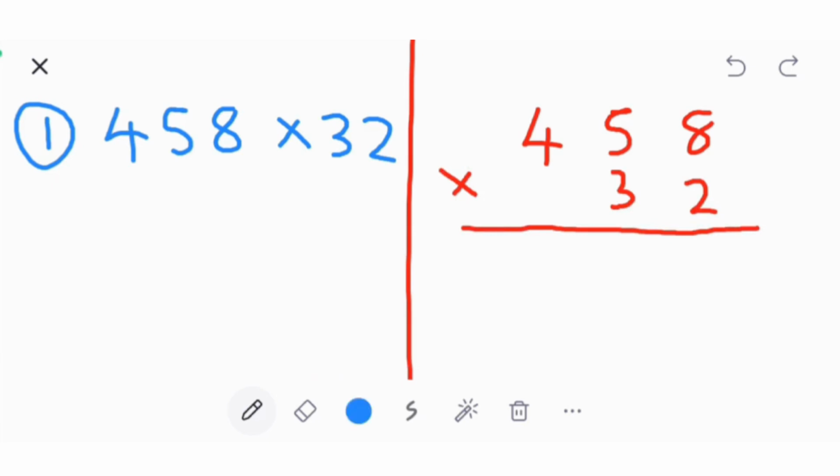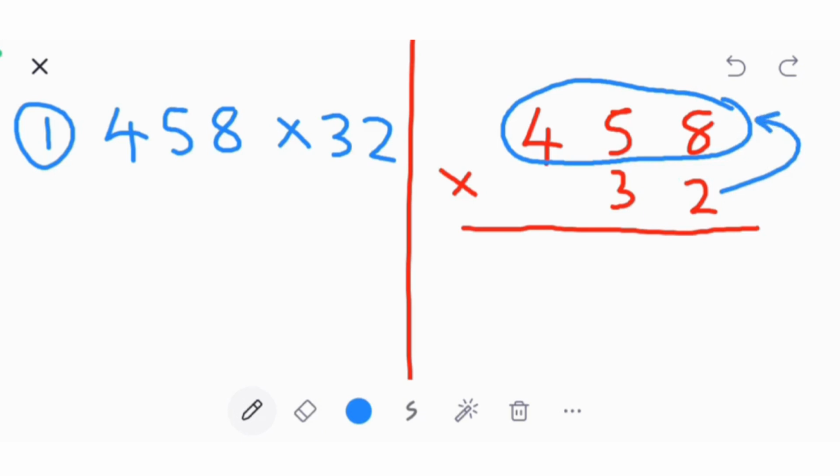Now, these two that I circled, it has 3 friends at the top, and these are the 3 friends. So 2 will visit each of them. First, 2 will visit 8. That is what will make you do 2 times 8, which is 16. You write down 6, then you put 1 on top of 5. Then 2 will visit the second friend, which is 5, so you do 2 times 5, which is 10, plus the 1 on top, you have 11. You write down 1, you put 1 on top of 4.